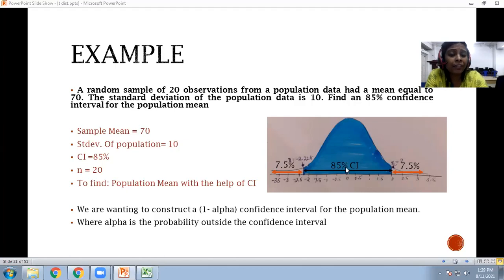Now 85% out of 100%, the remaining is 15%. We have two tails, one on the left and one on the right. So what I'm doing is 15% divided by 2. So you have 7.5% on the left and 7.5% on the right. That is how you get this 7.5% and 7.5%. After this, we will make use of it and calculate our confidence interval and then the upper limit and lower limit.